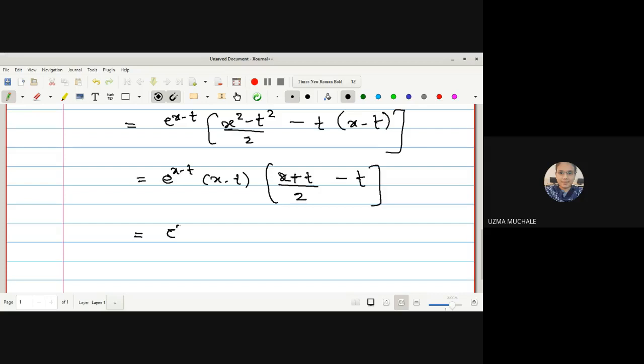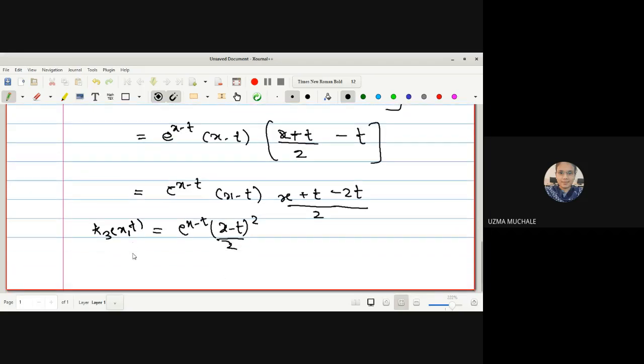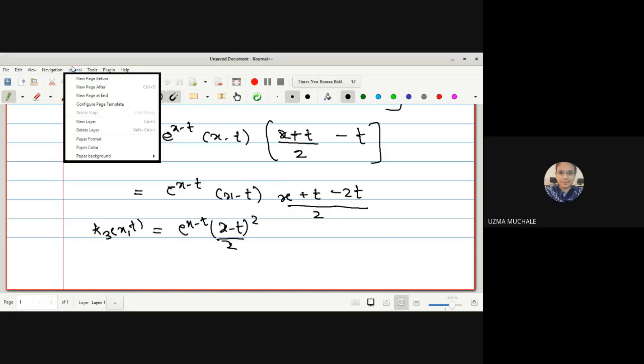So we can write this as e raised to x minus t into x minus t, and this one we can write as x plus t minus 2t divided by 2. Okay, so minus 2t plus t will become minus t, and hence the formula will be x minus t square divided by 2 into e raised to x minus t. This is nothing but your K3 of x, t. Here we got the value of K3 of x, t.